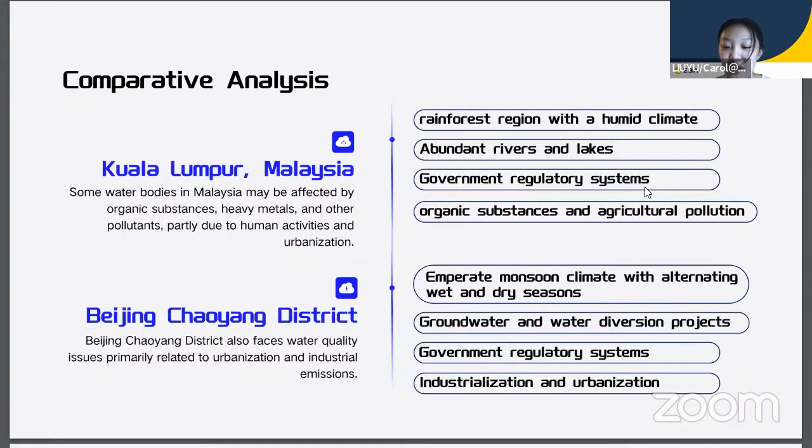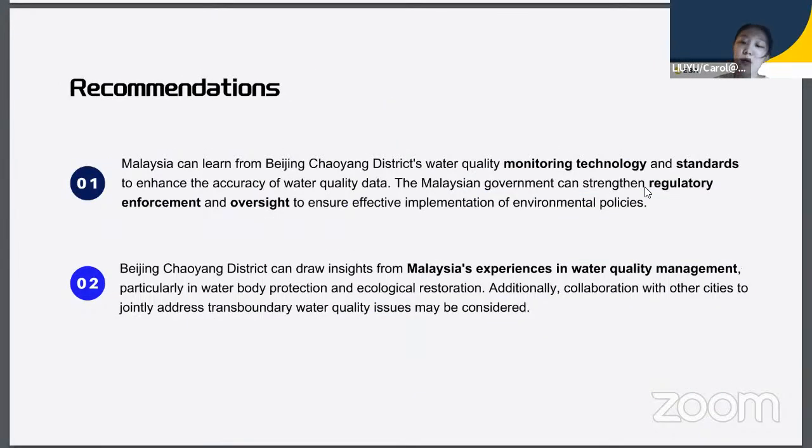So moving on to the third part, Malaysia mainly uses river and lake water, while Beijing relies on underground sources. So Malaysia benefits from a lot of rainfall and water management experience, and Beijing faces long-term pumping pressures due to underground water use, leading to advanced water quality testing and raised environmental awareness. So how can they learn from each other?